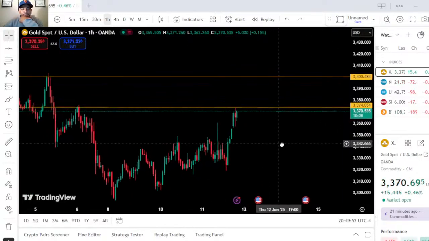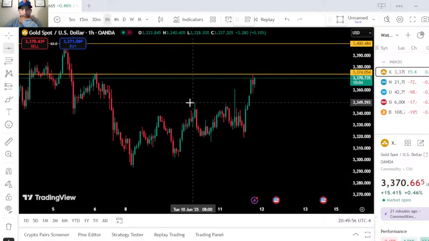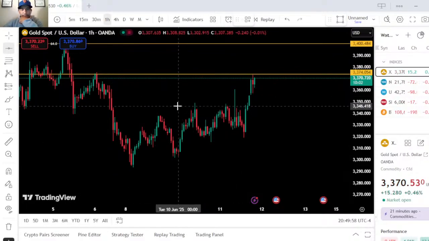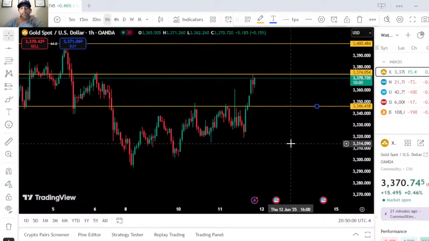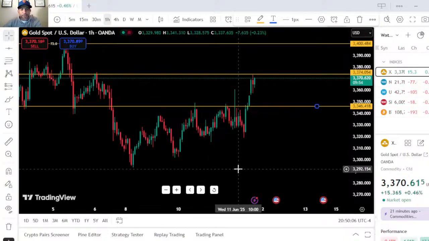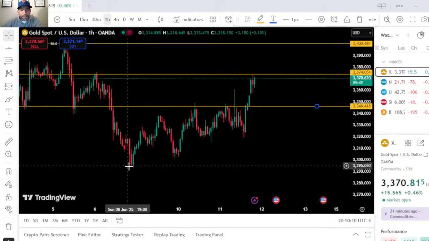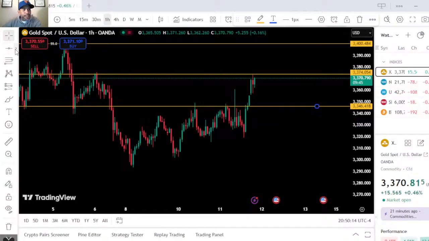So let's see what happens. Then we have support right here. If we're gonna get rejected here, then we might come back down to 33.46 and a half. That's just that small range, because the range could be bigger if you use these lows down here.